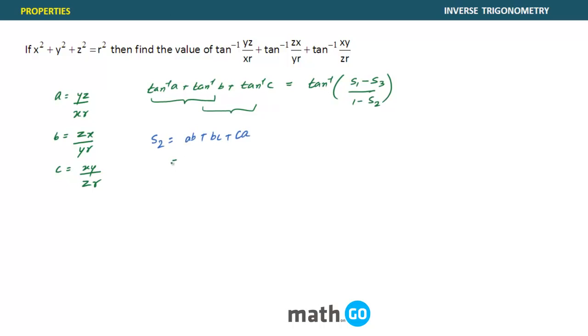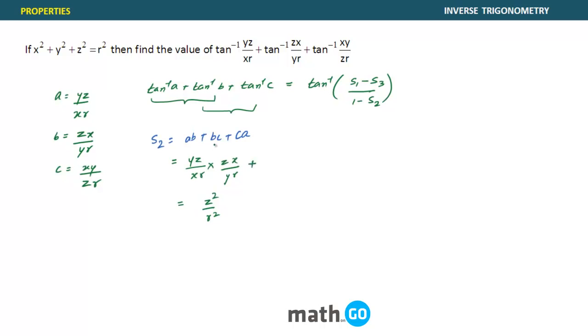Now if you put those values, let's see what you will get. Okay, let me just start with putting the value of A again. So A is nothing but yz by xr, into B, which will be xz by yr. Can you see what this quantity actually reduces to? This is nothing but z square by r square, right? Because y will cancel out, x will cancel out.